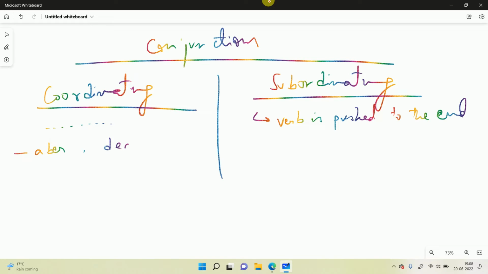Aber, denn, these are all conjunctions. Oder, sondern. I'm giving you a few examples only. There could be more than a dozen examples here. I won't be giving all of them. And let's say beziehungsweise.